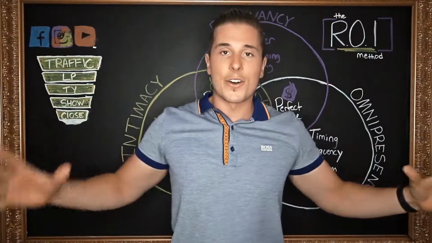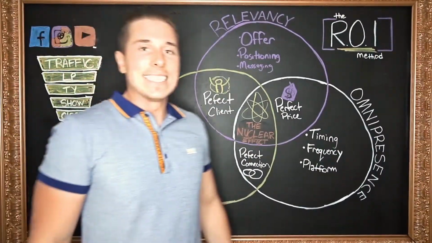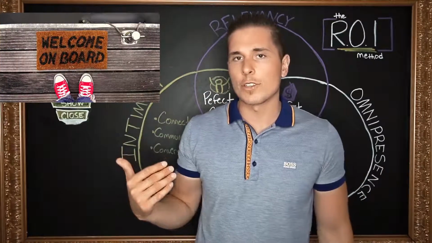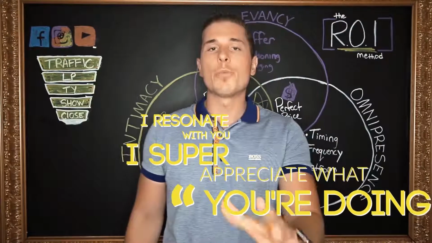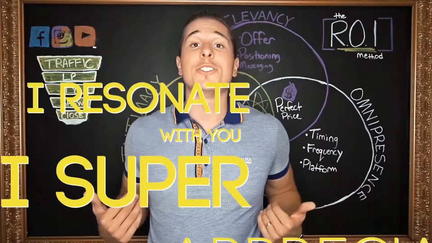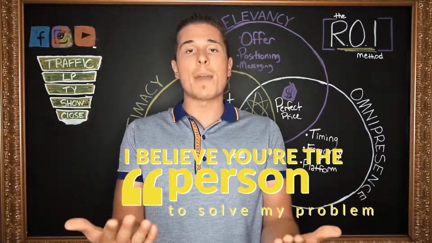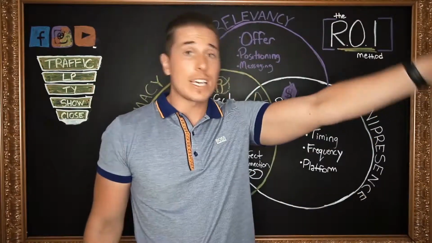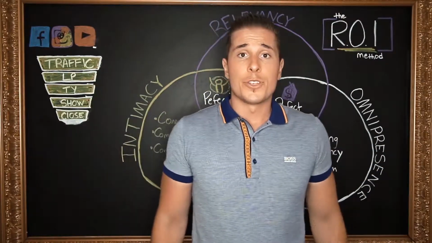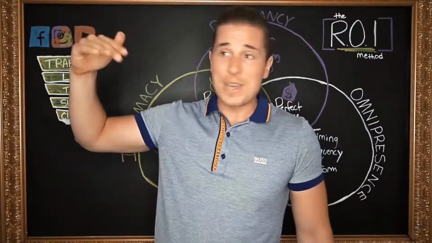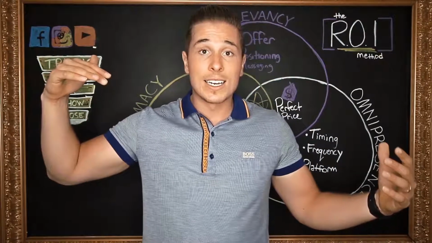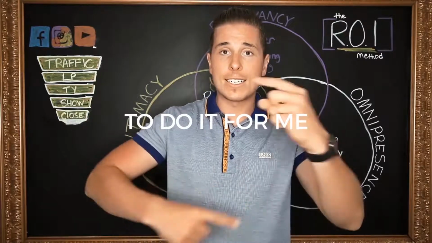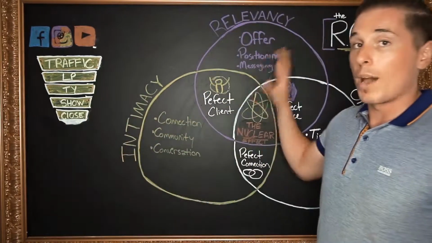Now, when you put these three things together, what happens is what we call the nuclear effect, okay? It's essentially truly becoming an authority in your space, having people walk through your front door and say, I resonate with you, I super appreciate what you're doing, I'm here because I believe you're the person that's going to help solve my pain or my problem in my life. My certainty level is so high that I went from somebody offline following you around or stalking you, to you just persistently being everywhere all the time, to the point where I said, if I want to actually solve this thing, you're the only logical person to do it for me. That's the difference between traditional stuff and the R.O.I method and the nuclear effect.